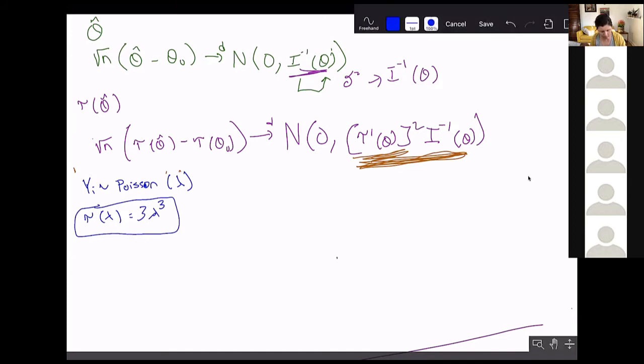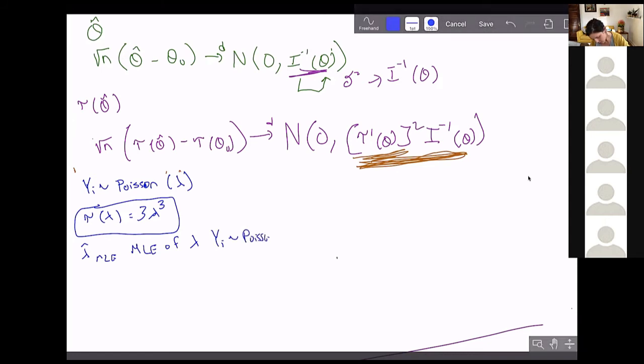But first, what we need to do is figure out the asymptotic variance of the original estimator lambda hat. Lambda hat is going to be the MLE. So one step I glossed over, let's assume that lambda hat is the MLE of lambda when y has a Poisson distribution. So what is that equal to? You've calculated that now.